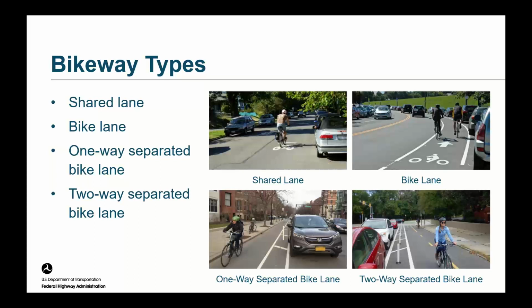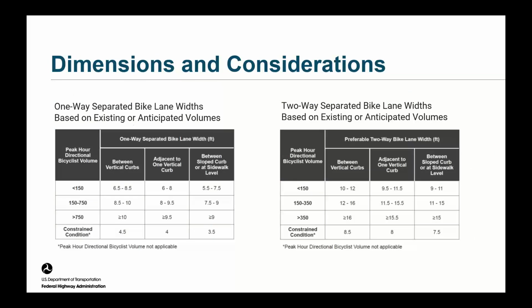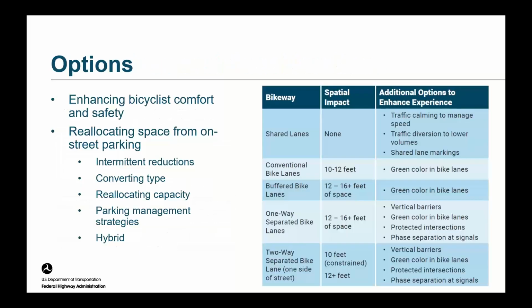So with a two-way, there could be an access concern if, for example, there's a lot of destinations on both sides, but the facility is only on one side. The movement can be less predictable, but it can still be an all ages and abilities type network. So the guide talks about dimensions and considerations for one-way and two-way separated bike lanes. The thing I'll point out is that it depends on bike volume and really the separated bike lane placement and design.